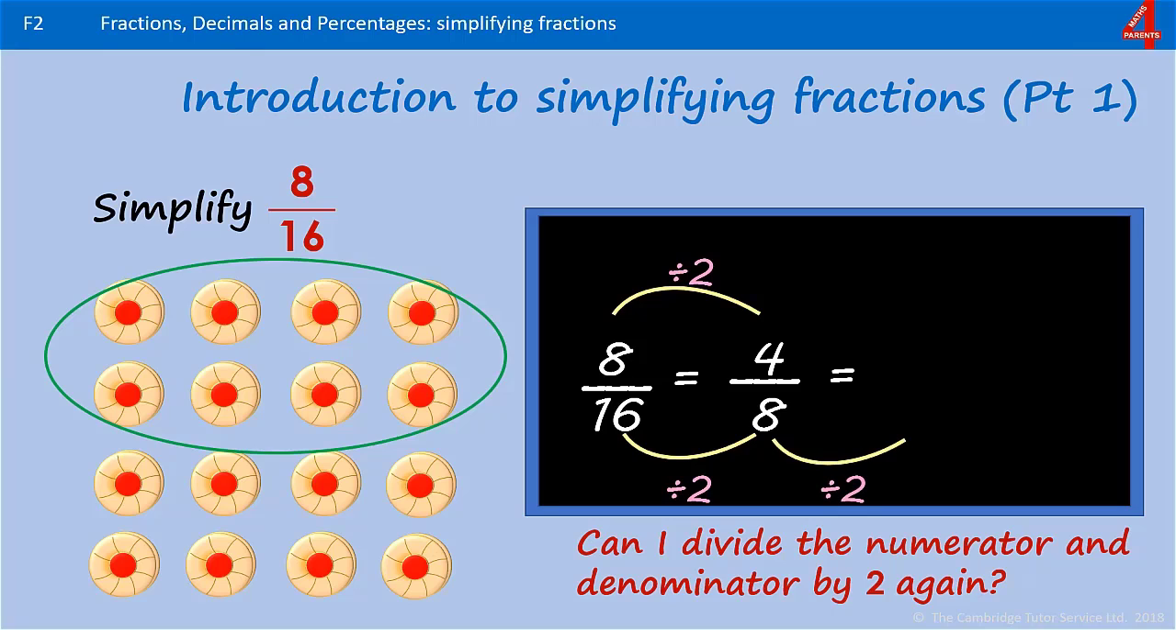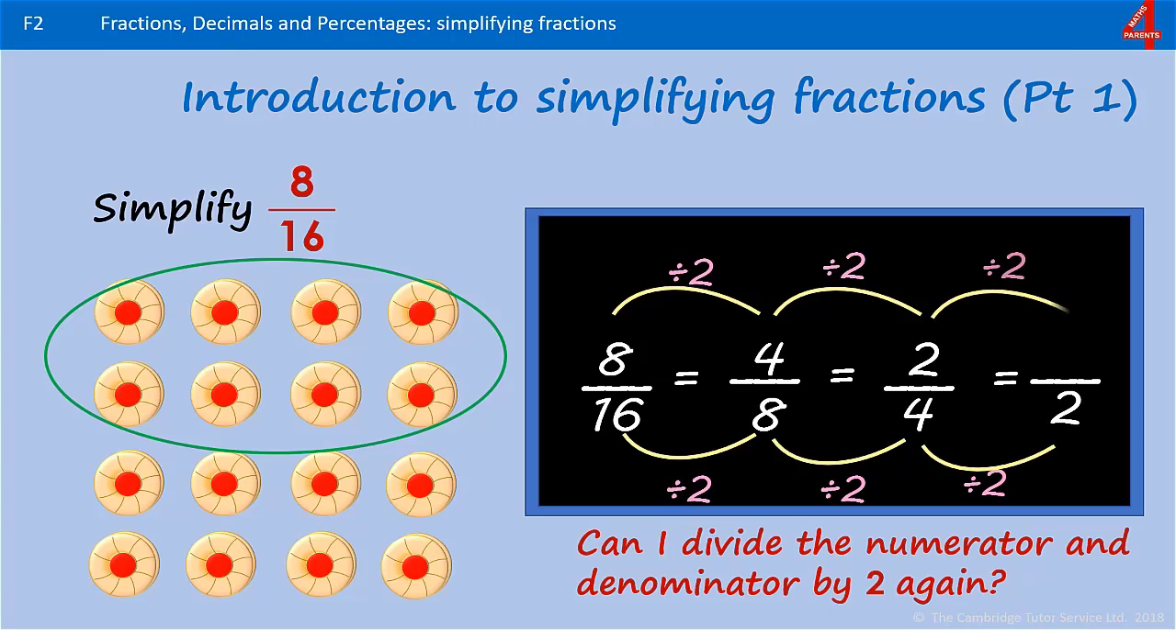8 divided by 2 is 4, and 4 divided by 2 is 2. And interestingly, we can do that again. 4 divided by 2, 2, and 2 divided by 2, that's 1. 8/16 is the same as 1/2.